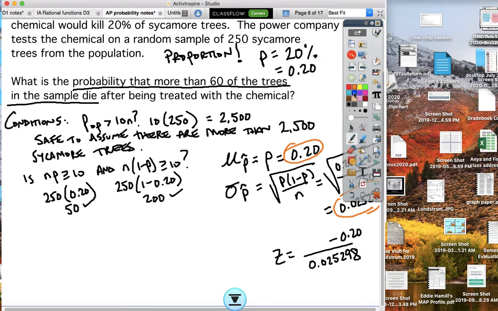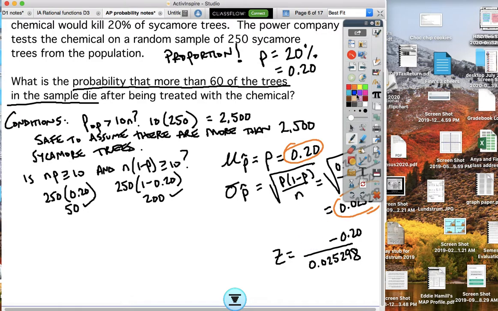Now the common mistake people are going to make is they're going to see, oh, I'm trying to find the probability of more than 60. So they're going to want to plug 60 in here. Now just look at that a second. That doesn't make sense. This number is way far off of these means and standard deviations. So that should tell you something, that doesn't quite seem right.